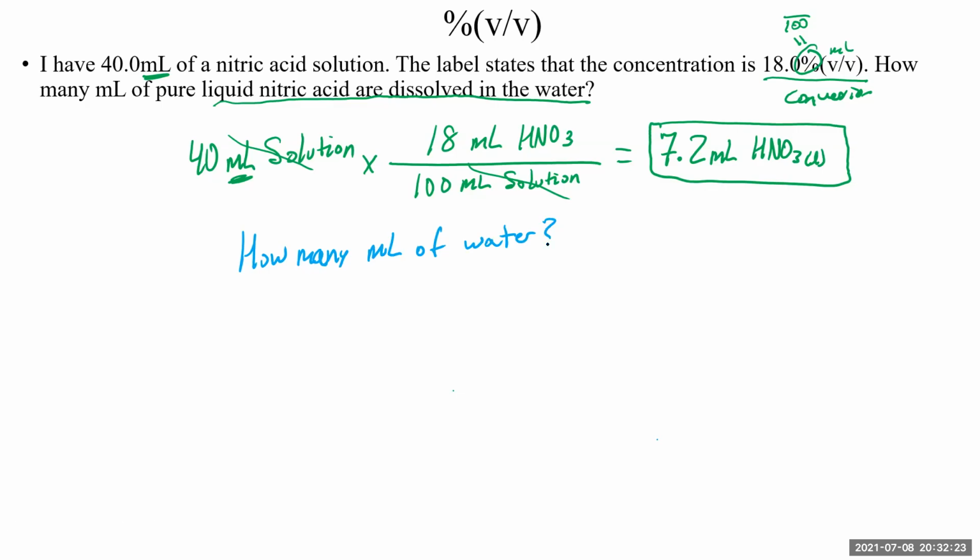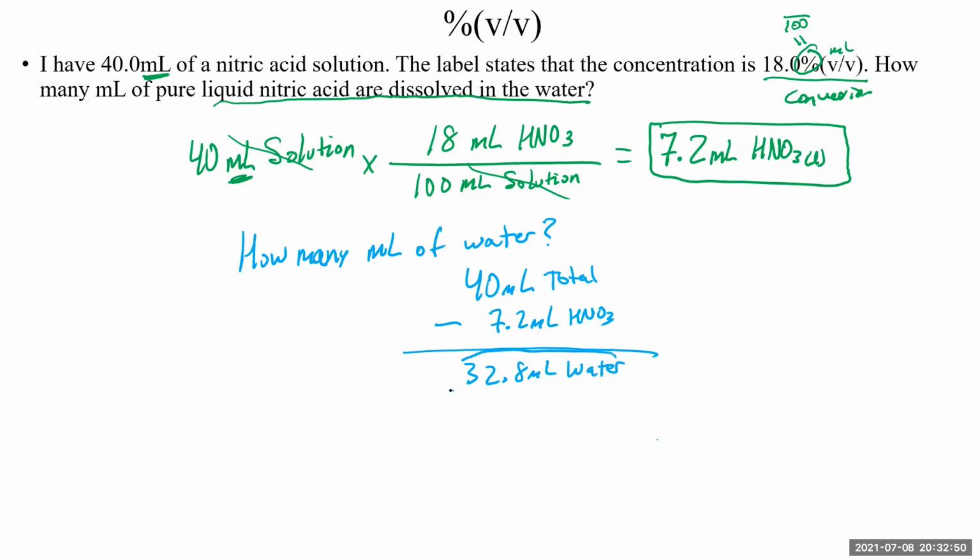Well, you don't even have to do any real calculating other than some subtracting, right? If 7.2 is hydrogen nitrate, and we have 40 milliliters total, well, 40 milliliters minus 7.2 milliliters, this is total solution, this is HNO3, the difference must be water, right? At least presumably, we're making the assumption that liquids don't interfere with each other's volumes, that they're perfectly additive, which for our purposes, just go ahead and assume that.